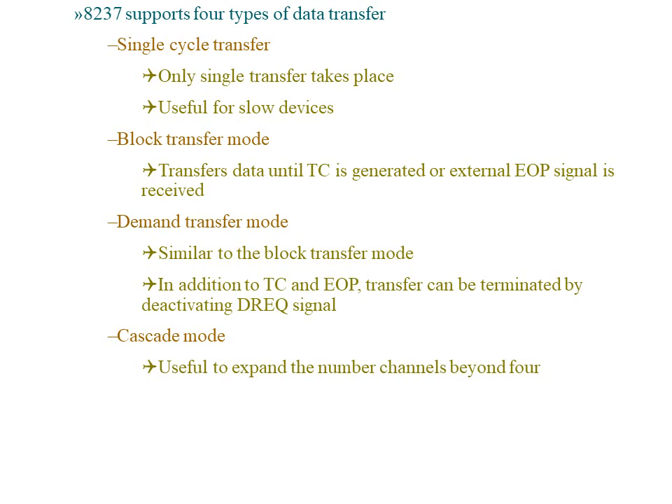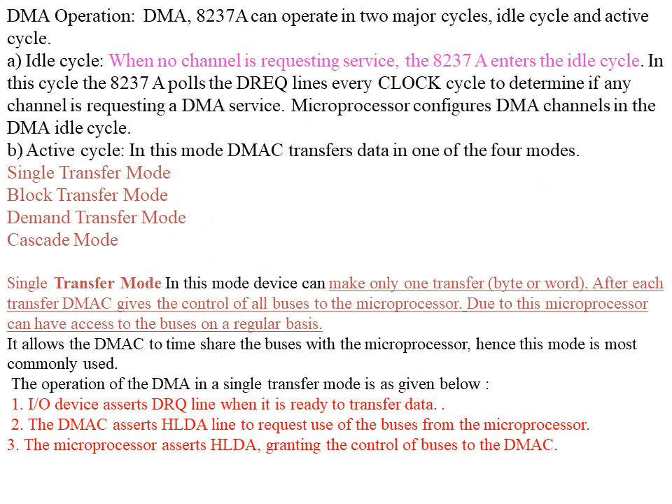DREQ is a high-level active signal. If we make it 0, then this process, the demand transfer mode, can be stopped. Next is the cascade mode. It is useful to expand the number of channels beyond 4. Suppose we want to expand the channels up to 16, then at one channel of the master IC, we use another slave IC for the cascade mode.